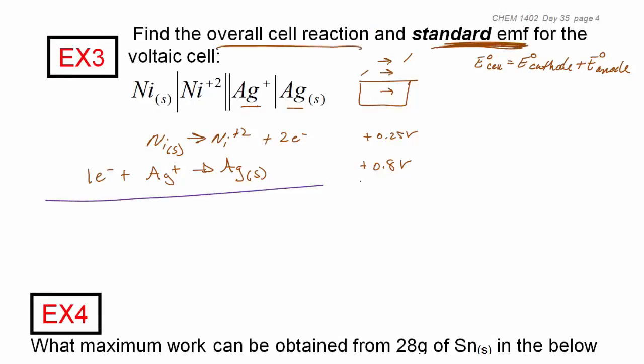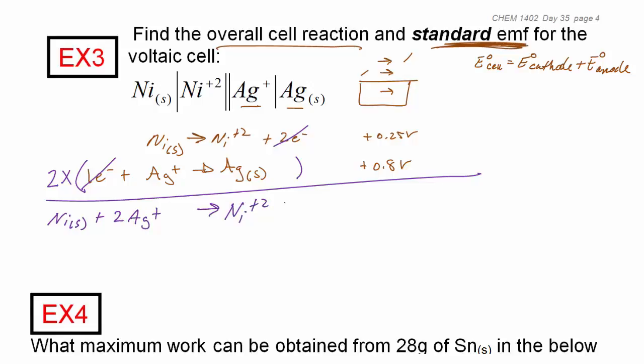Okay, so add them up. You have to add them up so the electrons cancel. Multiply this one through by 2, so then the 2 electrons will cancel. So we would end up with nickel solid plus 2 moles of silver ion produces nickel 2 plus and 2 moles of silver solid.